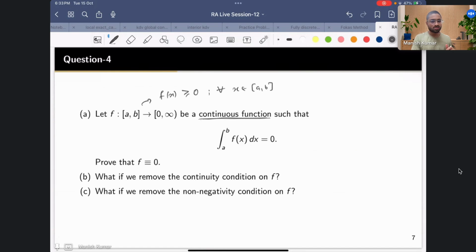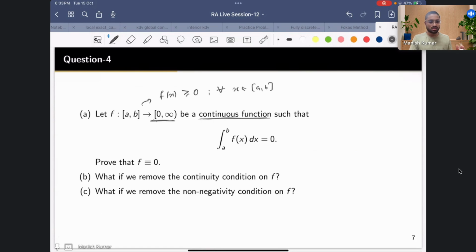So this is the second part. The third part asks: what if I remove this non-negativity condition? Instead, f is just a real valued function which is continuous and the integral of f is 0. Now can you say that the function will be identically 0?